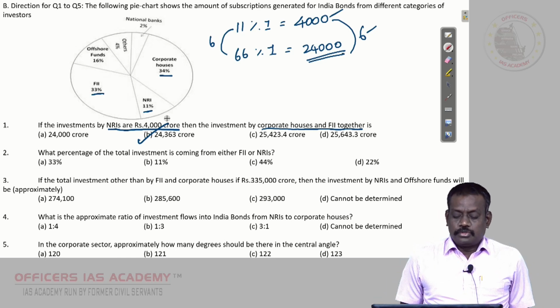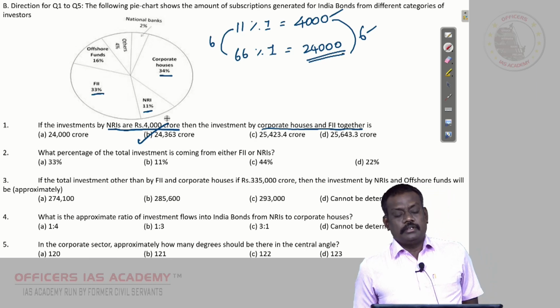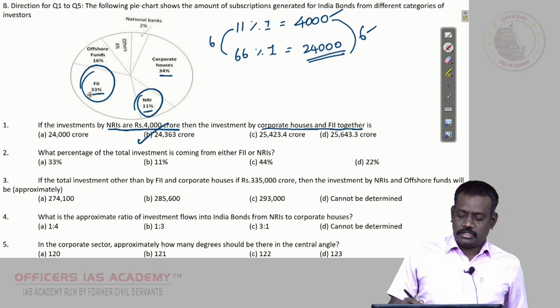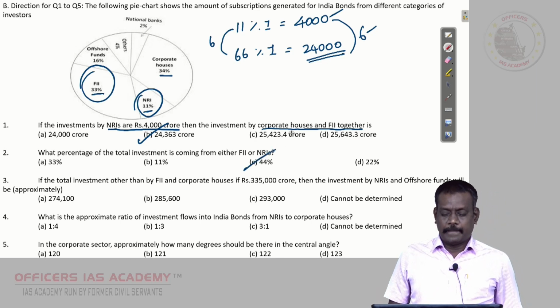So what percentage of the total investment is coming from either FII or NRI? It's very simple. NRI is 11, FII is 33, add it, you will get 44.